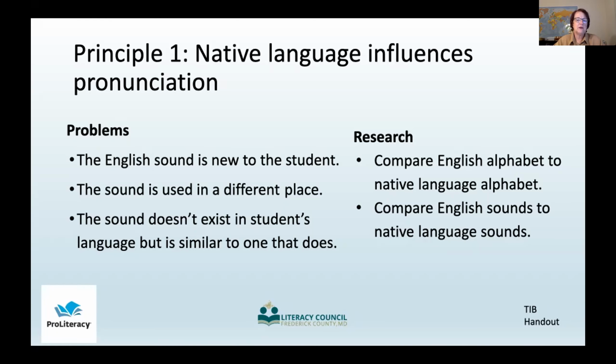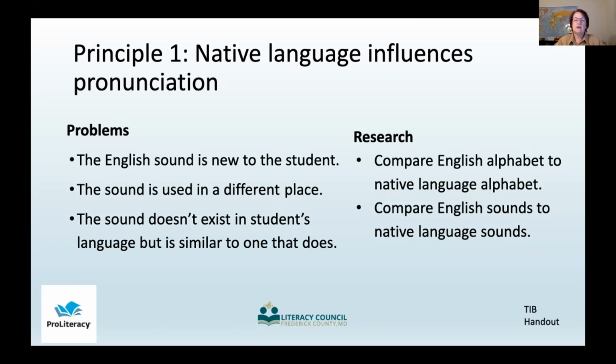And third, the sound might not exist in the student's native language, but might be similar to one that does. For example, a Spanish speaker learning English is apt to have difficulty distinguishing between the vowel sounds in the words bit and beat, because the Spanish sound system has the long E sound, but not the short I sound. So Spanish speakers tend to pronounce both these words just the same.